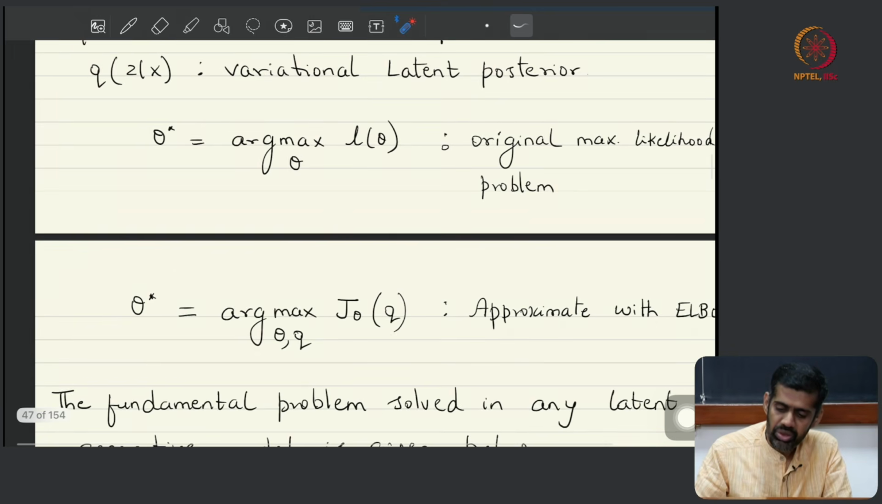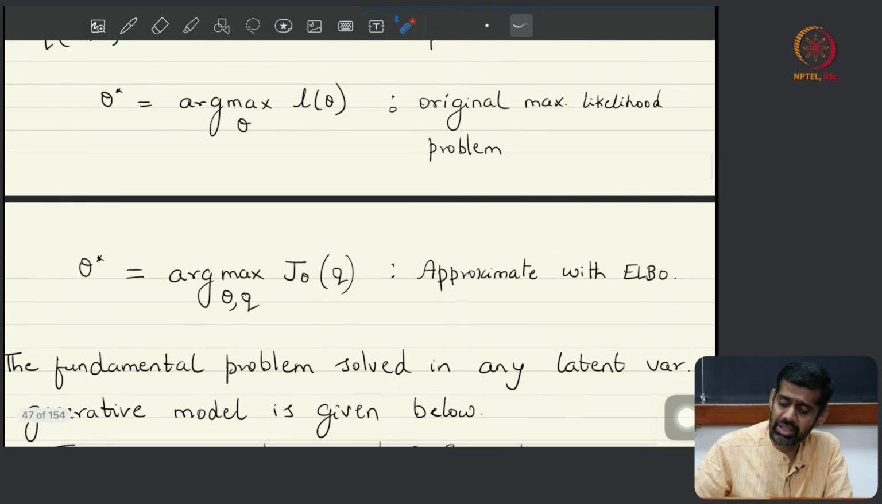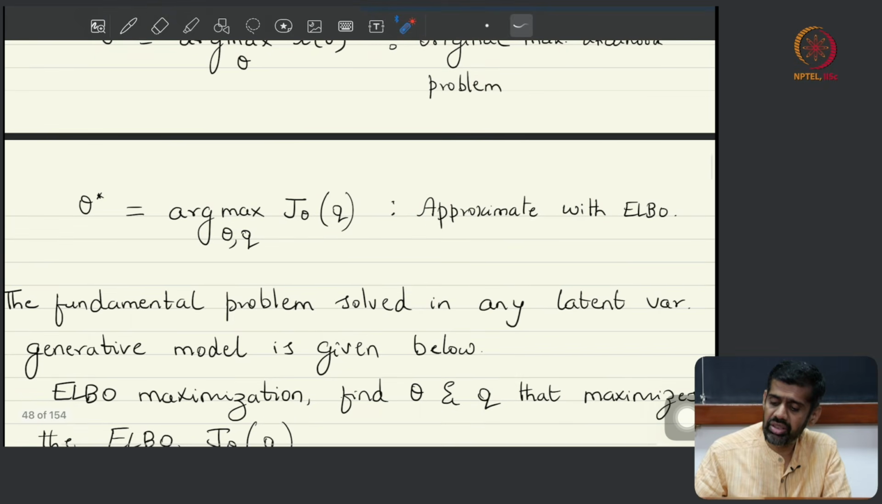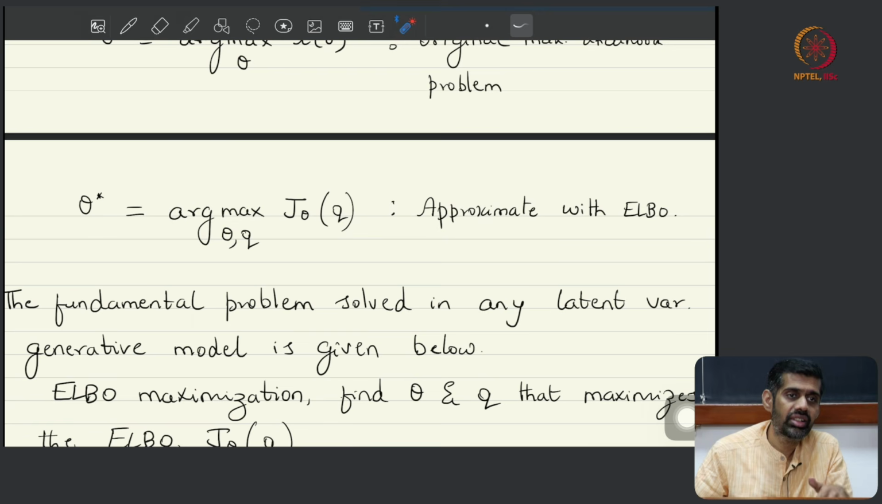Anyway, the original maximum likelihood estimation problem was that we need to find the parameters of the model such that the log likelihood is maximized. Now, once we carve the lower bound, the approximate problem is that we need to find the optimal value of the ELBO, where the optimization is over both theta and q, where q is the distribution over the latent variable given data. This is the problem that we will be solving for GMMs, for any mixed density model, for VAEs, for DDPMs, for flow based models and all of it.